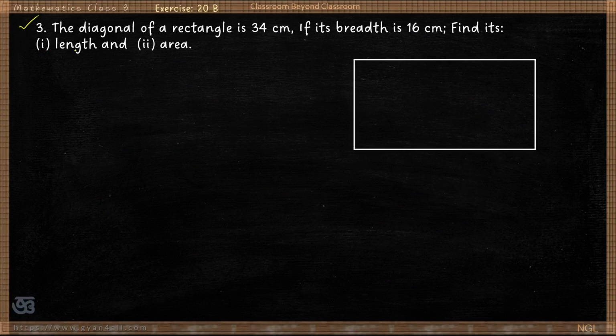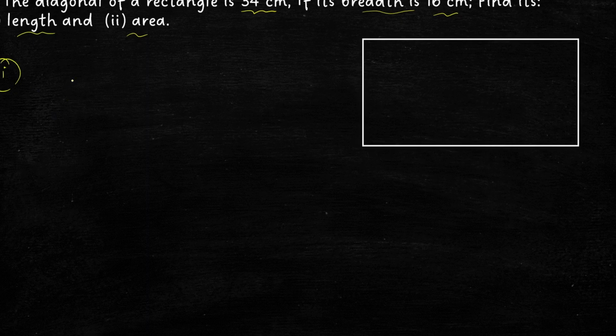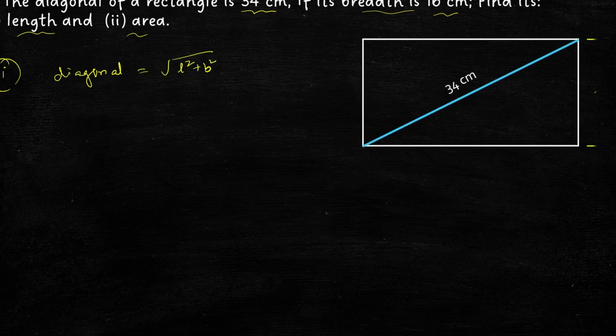Question number 3. The diagonal of a rectangle is 34 centimeter. If its breadth is 16 centimeter, find its length and the area. So number 1, diagonal is given, 34 centimeter, that is equal to root over L square plus B square. What is L and B? Diagonal is 34 centimeter and breadth is 16 centimeter. So we have to find L.